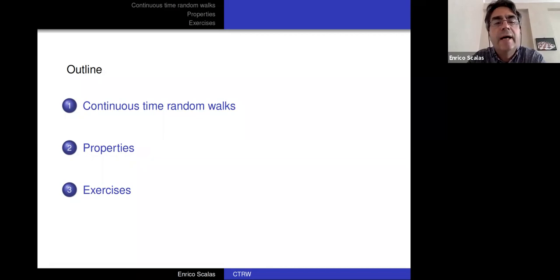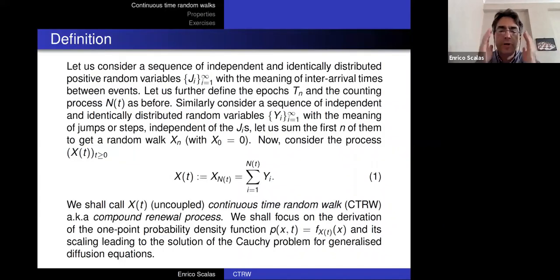And then I think the exercise in itself will be clear from the presentation. So let me go to point one, the definition. It's a lot of words here, but focus on equation one. So we have a sequence of independent and identically distributed random variables. This time we call them Y_i. And we want to build a new process from them.